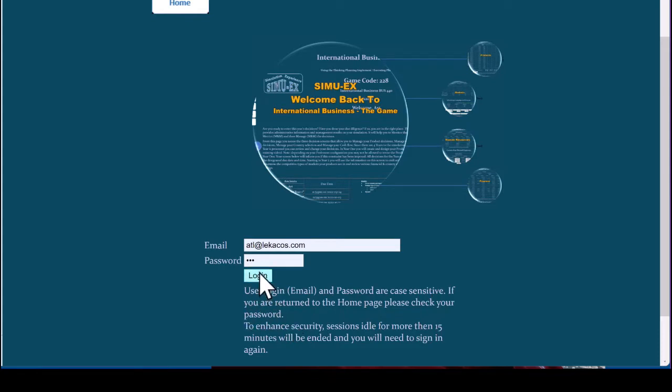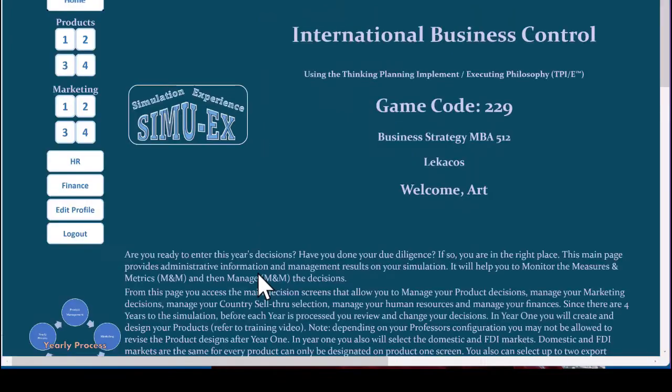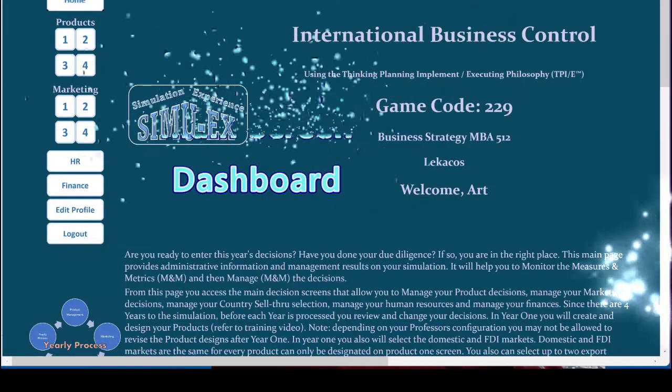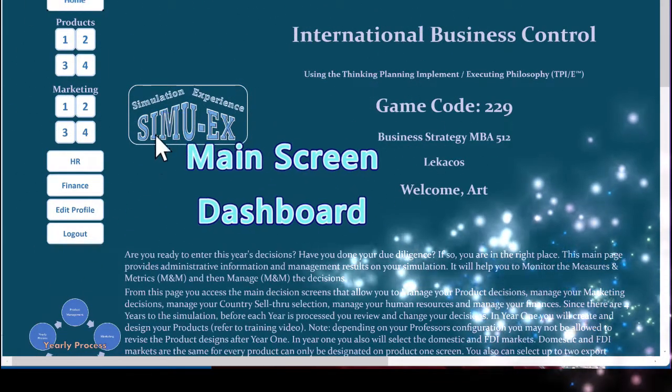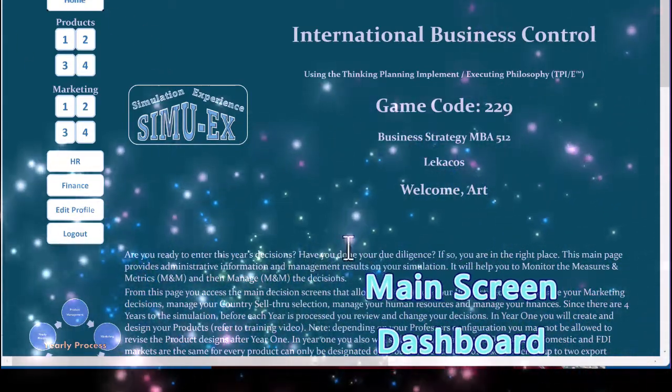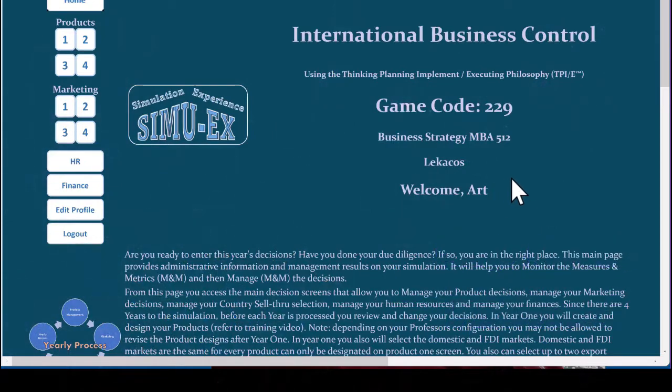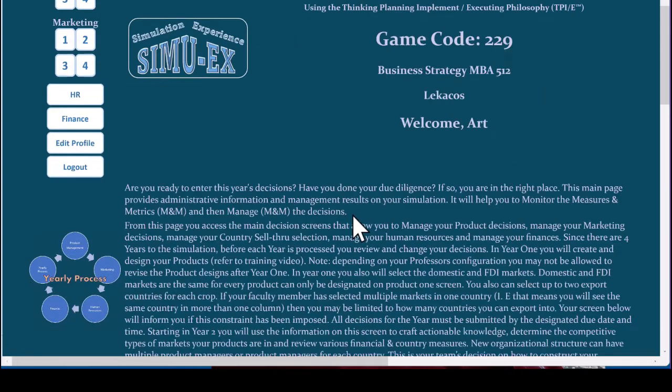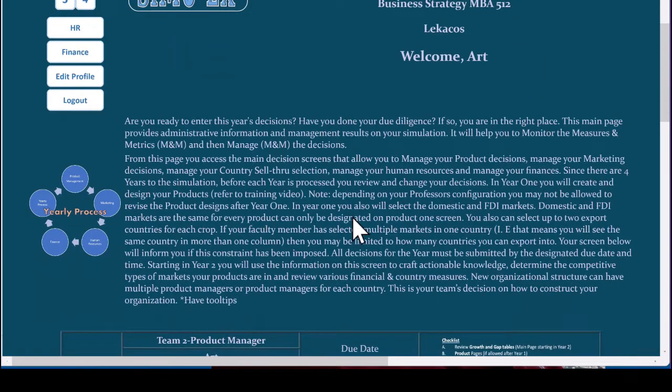Once you have logged into the system, you will come to what we call the main screen. On the main screen is where you will go to the various decision areas that are your area of responsibility. You may be the marketing manager, the product manager, the product line manager, HR, finance, whatever your functional position has been decided by the team to be.